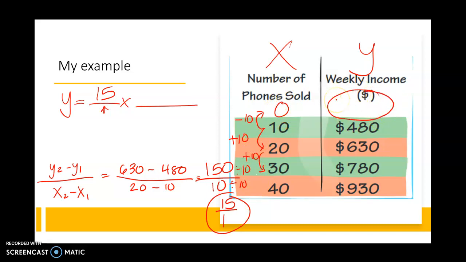So now I got to figure out what the y is, and this is going to be my y-intercept. So from 480 to 630, if I don't know what that is, I could subtract. So 630 minus 480 is 150. So this is plus 150. So to go backwards, I have to minus 150. And 480 minus 150 is 330. So I have 330. So when x is 0, whatever y is, that's my y-intercept. So I'm going to put plus 330, and that is my final answer.